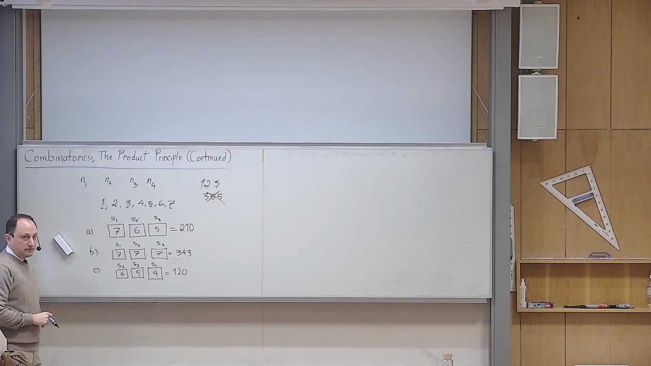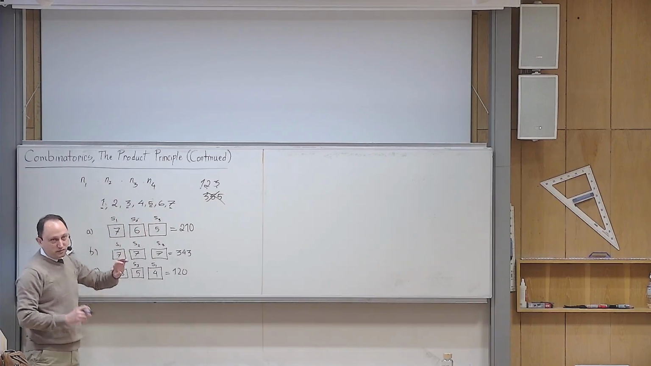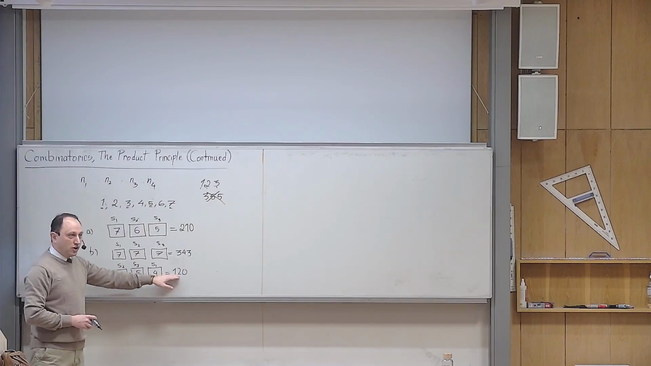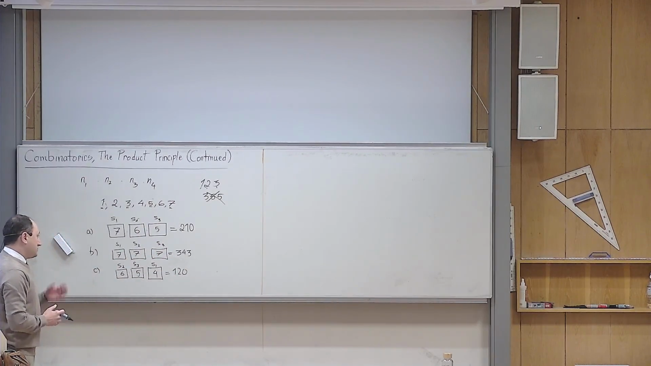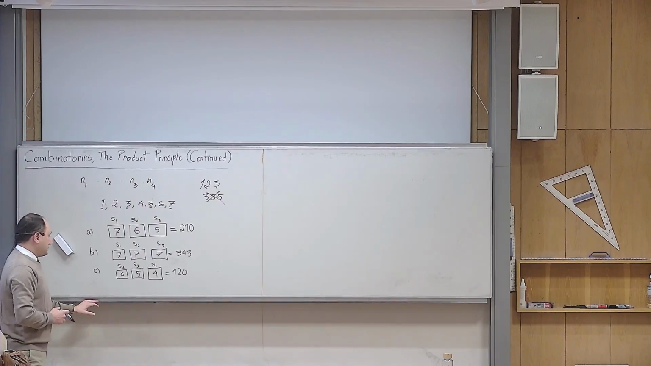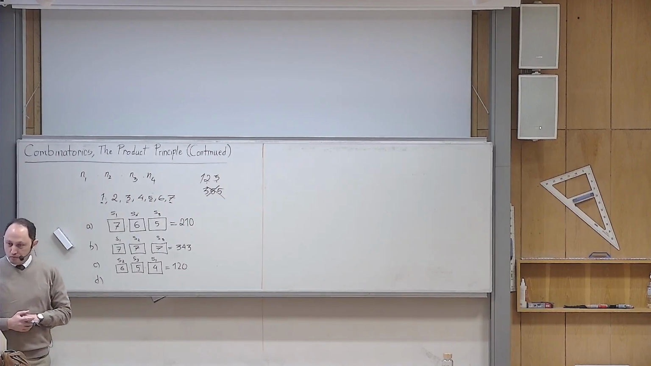Yes? Because in the sequence 1 to 7 there are more odd numbers, yes? So the evens are 2, 4, and 6. So it is reasonable to have more odd numbers than even numbers, okay? I'm just trying to see if it makes sense. Okay, part D of the problem is the same problem, yes?